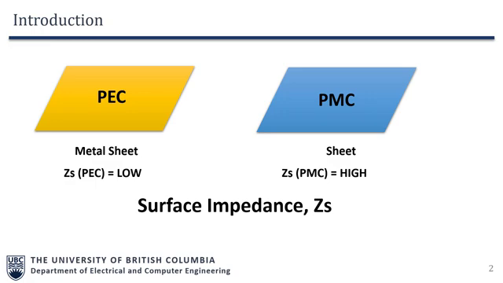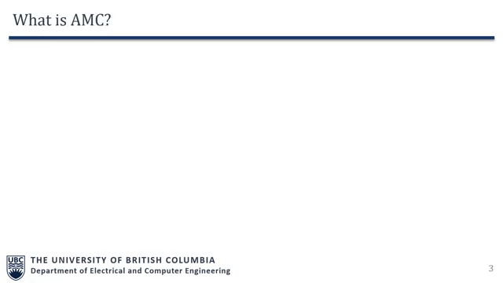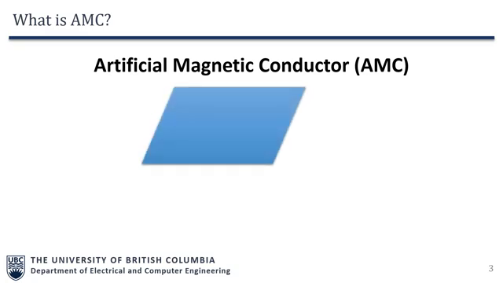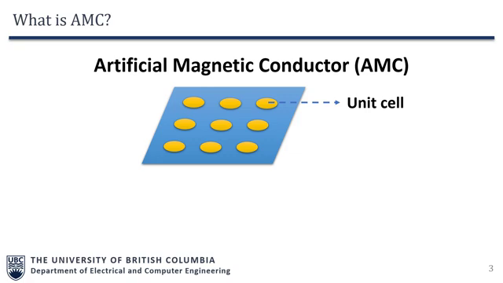Now moving on to the AMC part. So basically, what is AMC? Artificial magnetic conductor is a type of PMC, or perfect magnetic conductor. Although that's a very idealistic situation, which is why we call it perfect, we can create this artificial magnetic conductor type of behavior with this surface. It's basically a periodic arrangement of unit cells which have similar or identical properties.